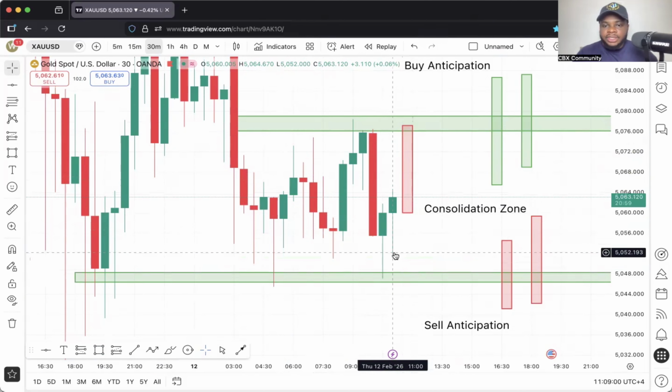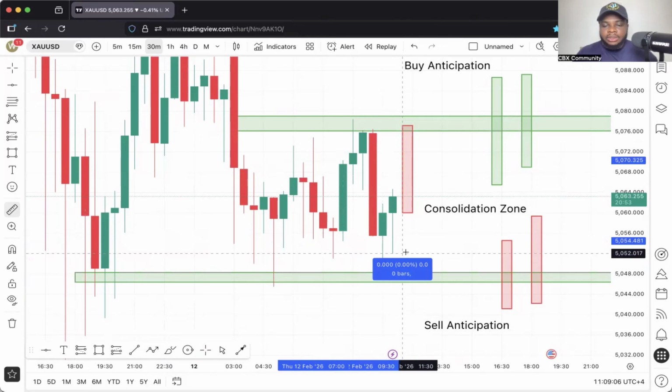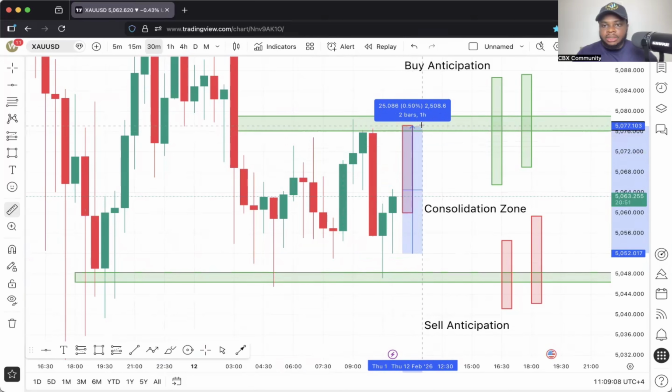From the low of this candle to our resistance zone. Let's measure it from the low of this candle to our resistance zone. We are looking at 250 pips. And I don't think you'd love to open a position here and put your stop loss here. You don't need to do that.